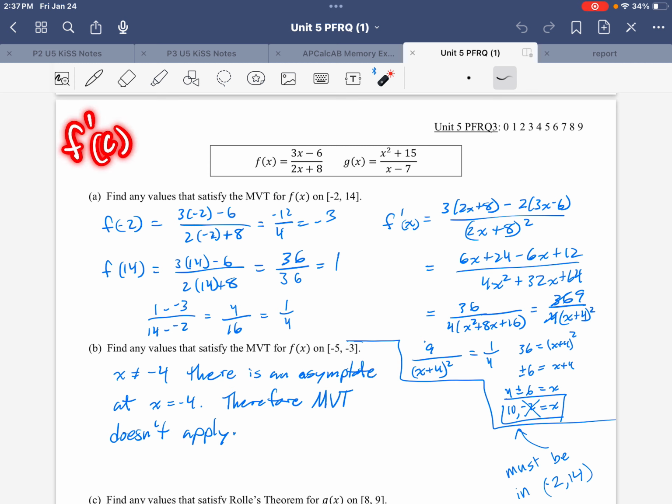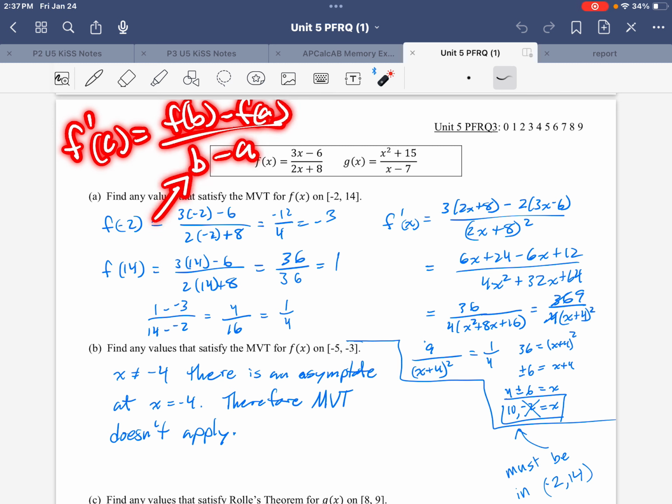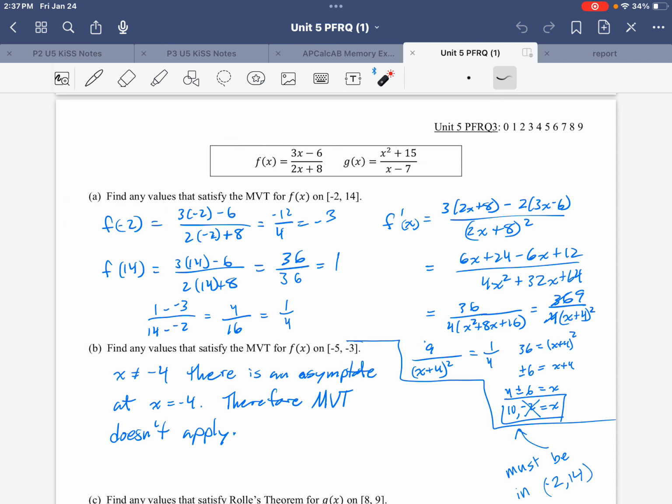F prime of C equals F of B minus F of A, all divided by B minus A. Okay, so we're looking for the average rate of change and the instantaneous rate of change. Now, most of the time, this guy is what your answer is. Okay, so it says find any values that satisfy the MVT. So you're looking for that C.